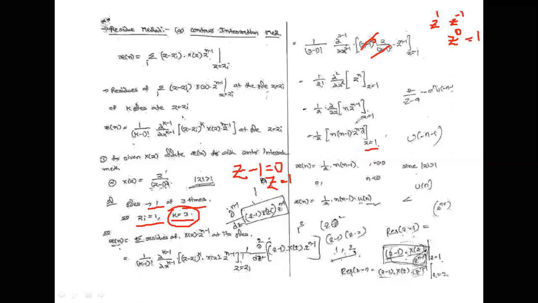Substituting z is equal to 1, the term z power n minus 2 becomes 1, and we get 1 by 2 n into (n minus 1), where n is greater than 0. When n is less than 0, the value is 0, since the region of convergence they are asking for is magnitude of z greater than 1. So you can multiply by the unit step: x of n is equal to 1 by 2 n into (n minus 1) mu of n. For the given z by (z minus 1) whole cube, the inverse transformation x of n is 1 by 2 n into (n minus 1) mu of n.